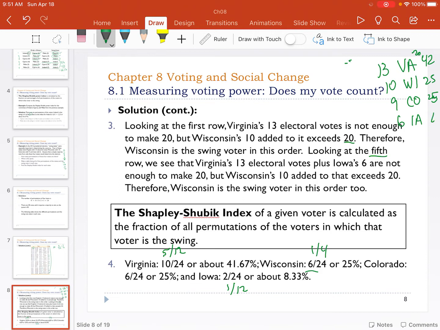42% Virginia, 25% Wisconsin, Colorado. Those are pretty close. So this looks fairly proportional, and Iowa only 8%. So that's lining up about what we thought it would be. So there's no huge surprises here. A lot of the time it just kind of works out that way, nothing extraordinary. What is extraordinary is when things completely change, and we do have instances of that.